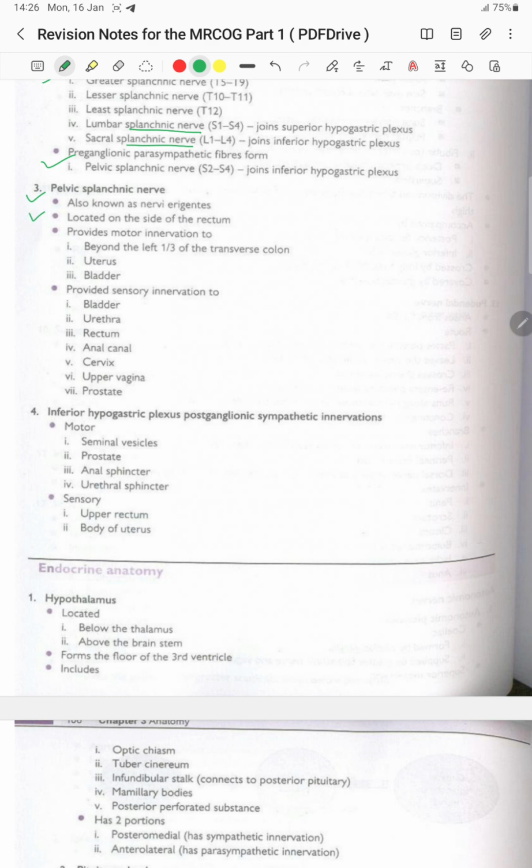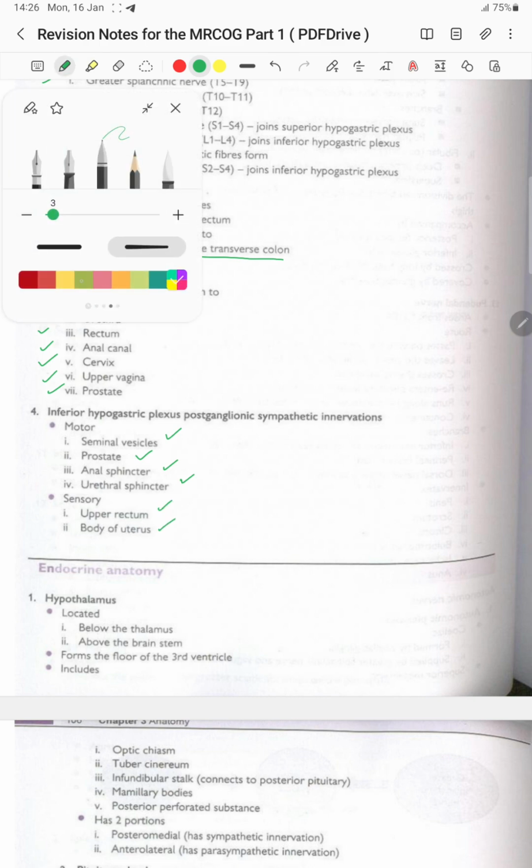erigentes, and are located on the sides of the rectum and provide motor innervation to the bowel beyond the left one-third of the transverse colon, the uterus, and the bladder. They provide sensory innervation to the bladder, urethra, rectum, anal canal, cervix, upper vagina, and prostate. Inferior hypogastric postganglionic sympathetic innervation: the motor are the seminal vesicles, the prostate, the anal sphincter, and the urethral sphincter, the sensory of the upper rectum and the body of the uterus.